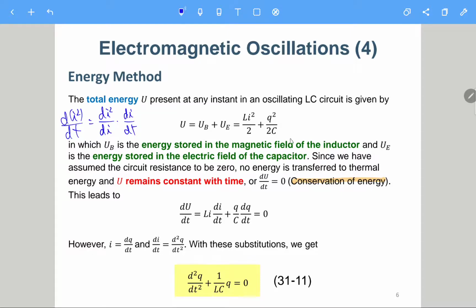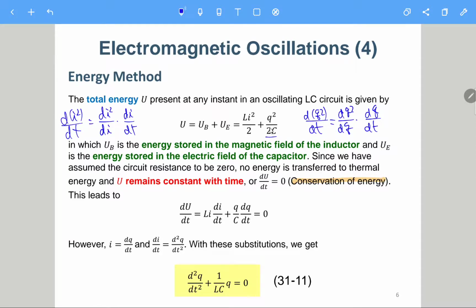And for this one, similarly, take the derivative. We have 1 over 2C in the front, and then d(q squared)/dt is d(q squared)/dq times dq/dt. We know that dq/dt is i, but we still rewrite dq/dt here. And then here we have 2q.